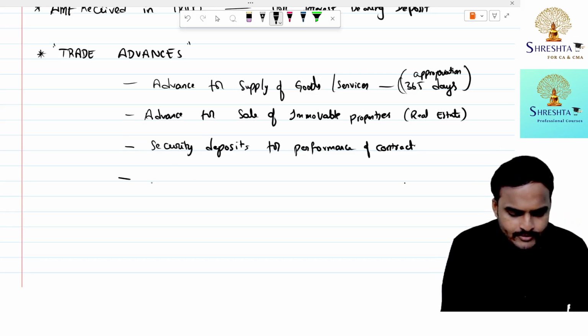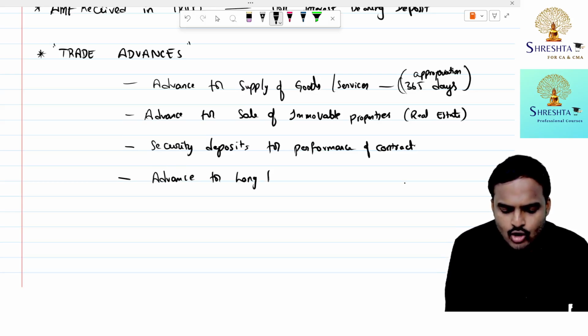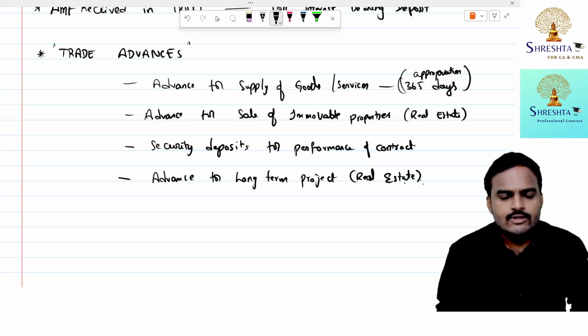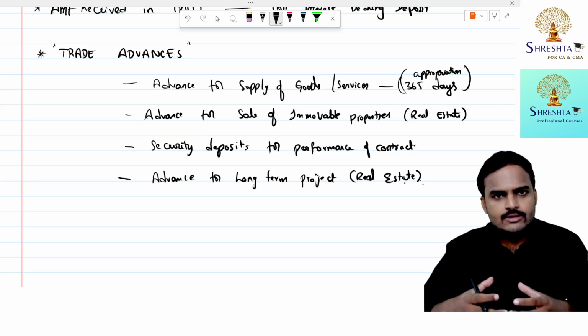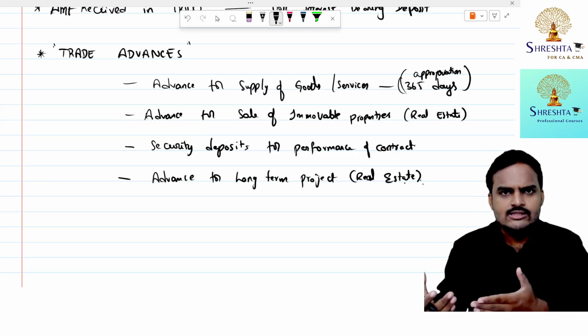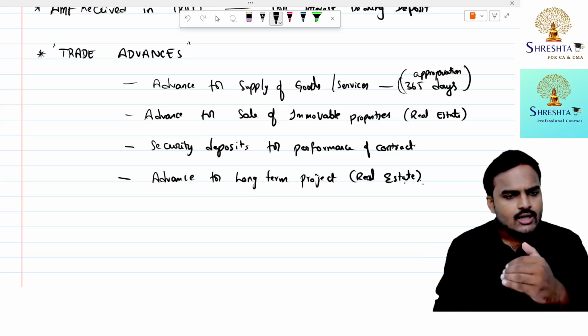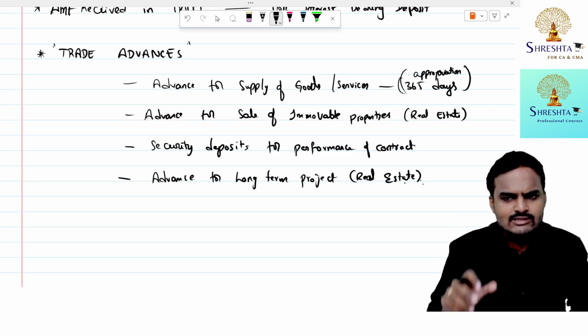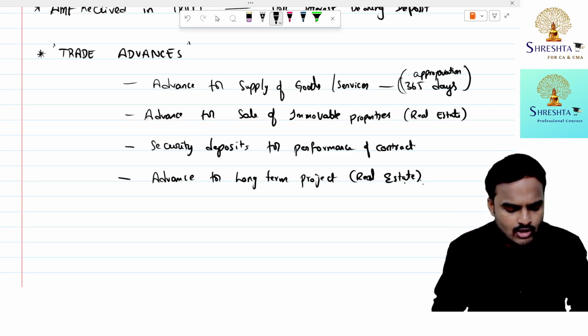Next one, advance for long-term projects. A real estate example is the best example. So I announced a venture, 3 bedroom flats, which I'll complete by the end of the second year. So those who are interested, come on, pay me advance money. Once construction is completed, I will give you flats. Understood? So this is an example for the first point as well as the last point. The advances for long term projects.